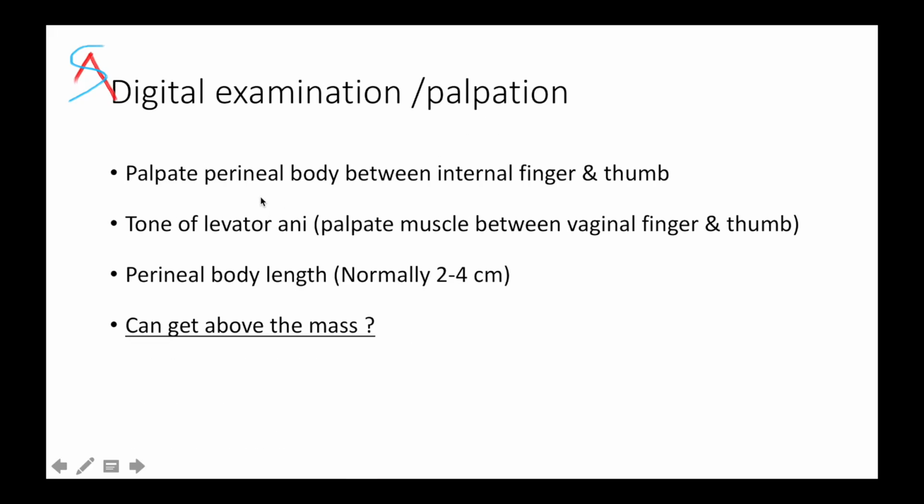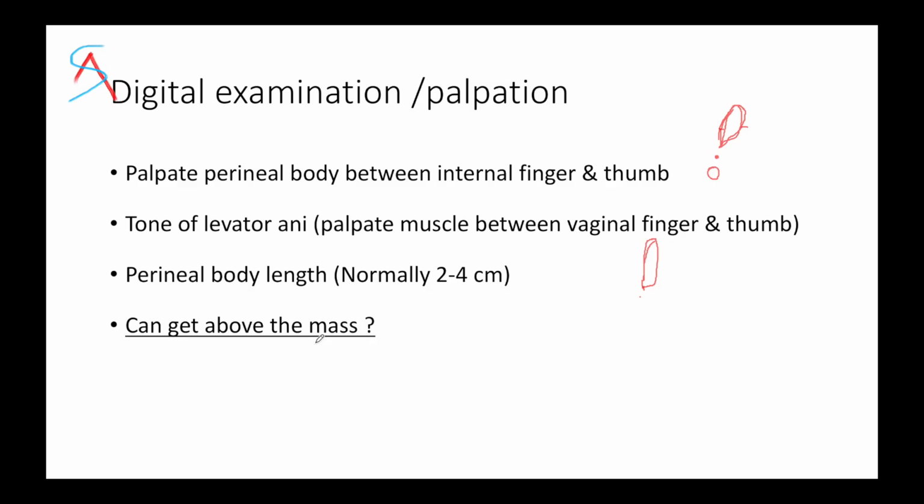In the palpation, you have to palpate for the perineal body. You have to put one finger inside the vagina and thumb outside, and in between that, you have to palpate the perineal body. You have to look for the tone of levator ani. Put your index finger inside the vagina and tell the patient to contract her pelvis. Then you have to palpate the muscle between the vaginal finger and thumb. Then you have to measure perineal body length. Normally it would be 2 to 4 centimeters.